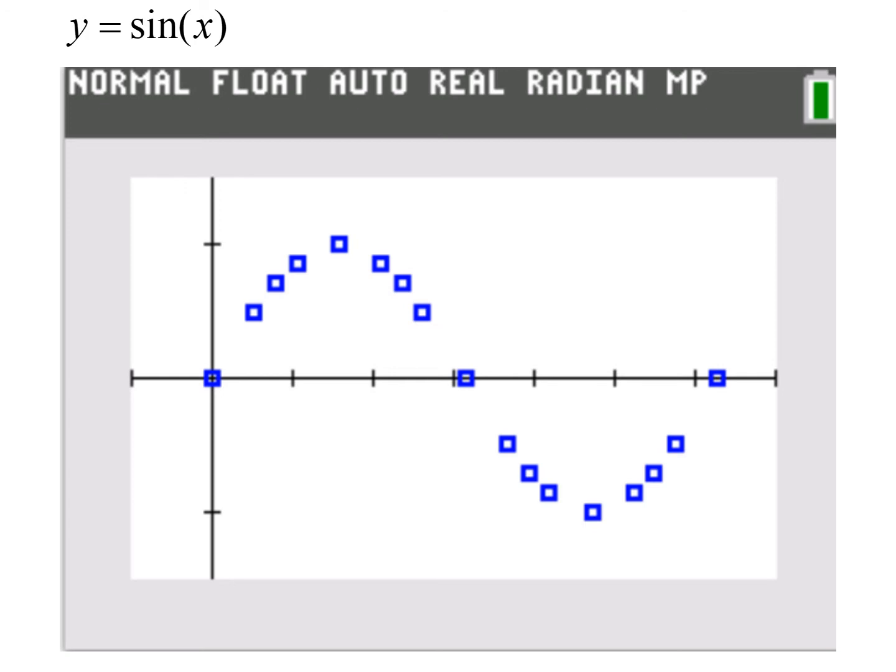There are a couple of things that you should notice about your sine curve. First of all, it's going to start at 0 and it's going to end at 0. And it's going to go through one full what they call a cycle.